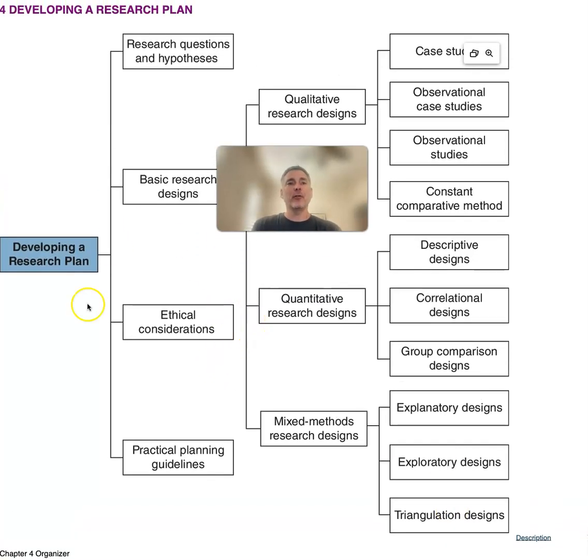Then always also of concern are ethical considerations and then also practical aspects of the plan.